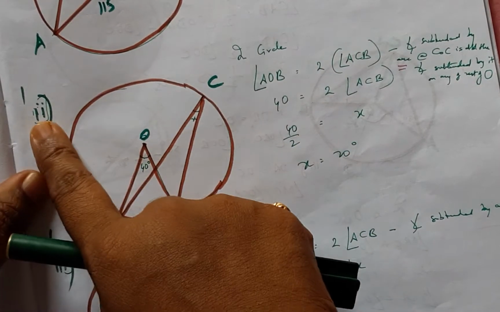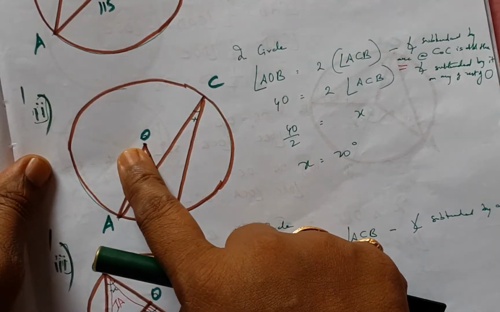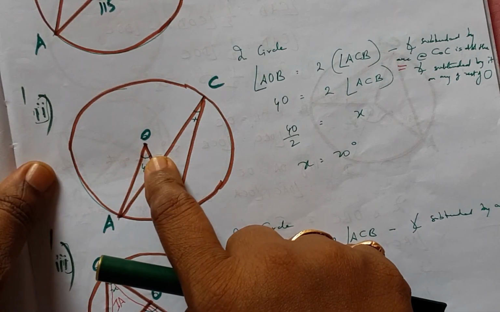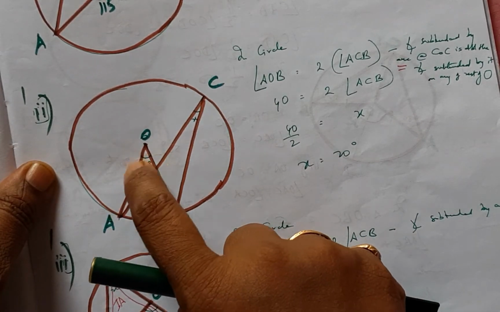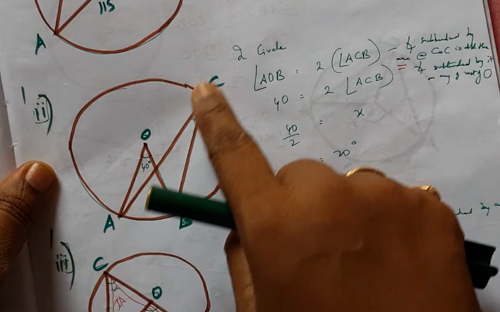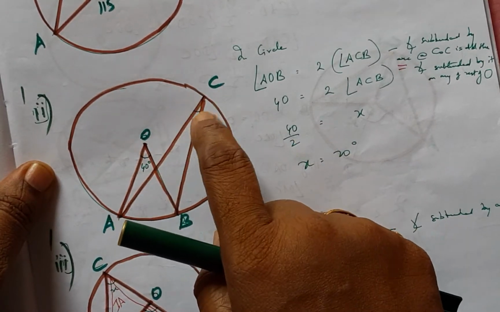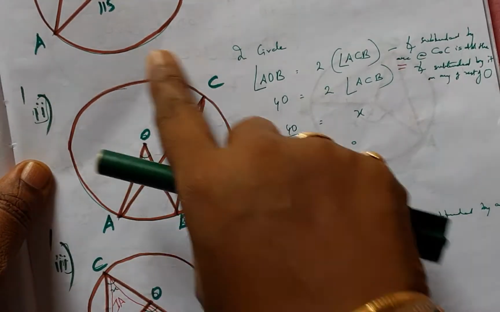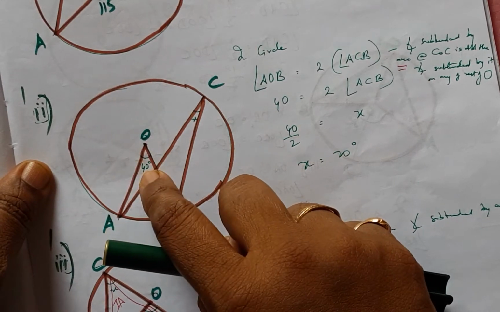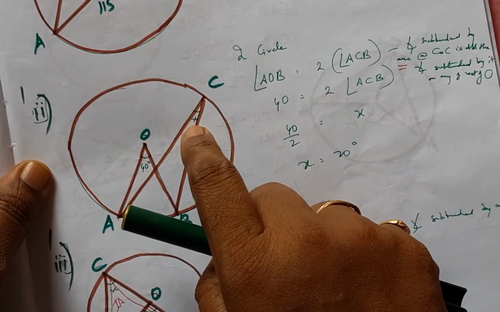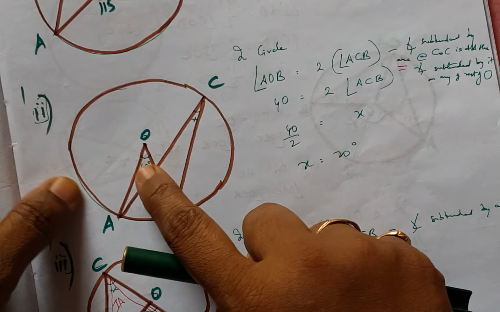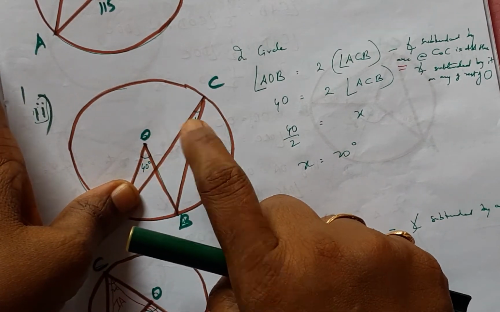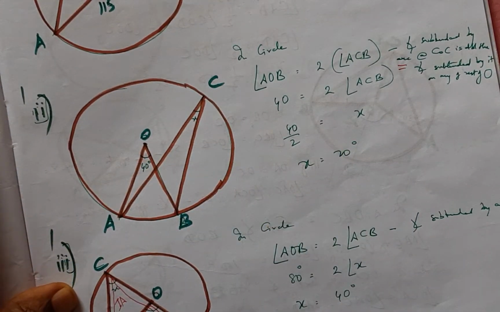Same logic applies to the second question also. The angle subtended by the arc at the center of the circle is double the angle subtended by it on any other part of the circle. Therefore, this will be actually double than any other point on the circle. Therefore, 40 divided by 2 will give the X value.